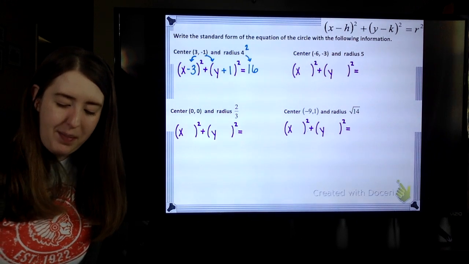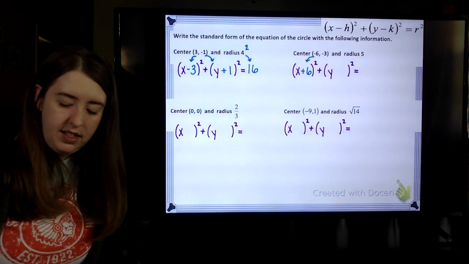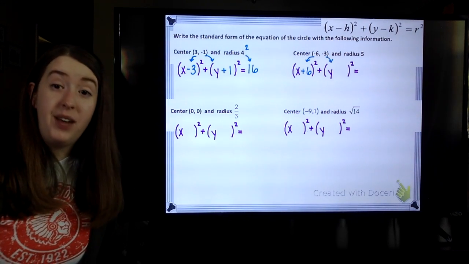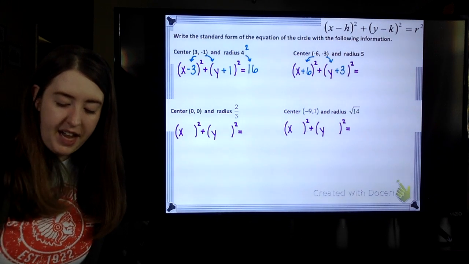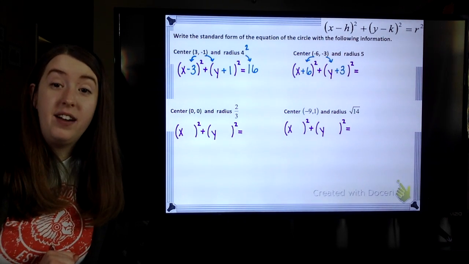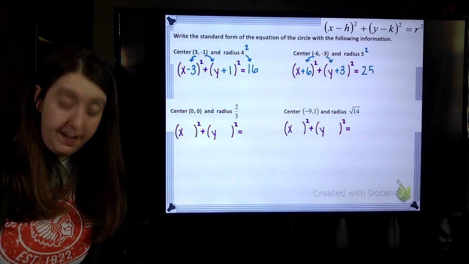So remember, opposite. Center is at -6, so I have x plus 6. Center is at -3, so I have y plus 3. And then I need to take my radius and square it. So 5 squared gives me 25.